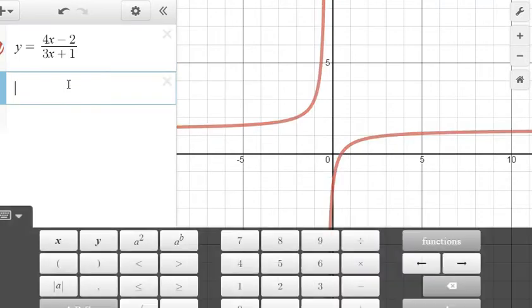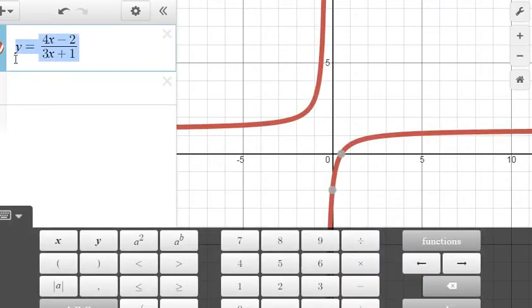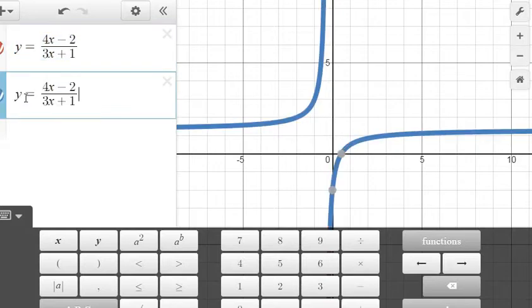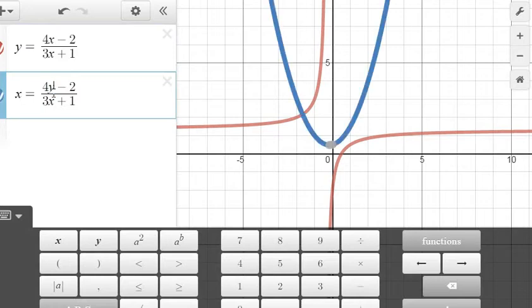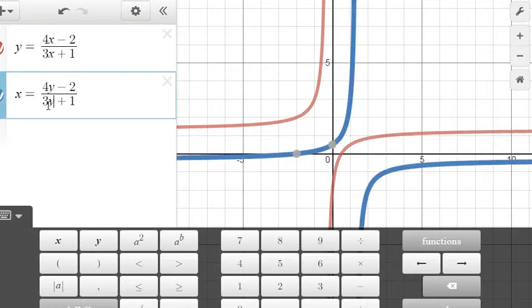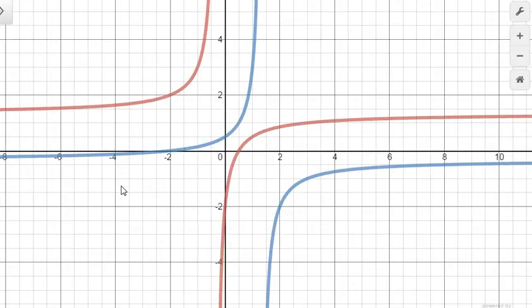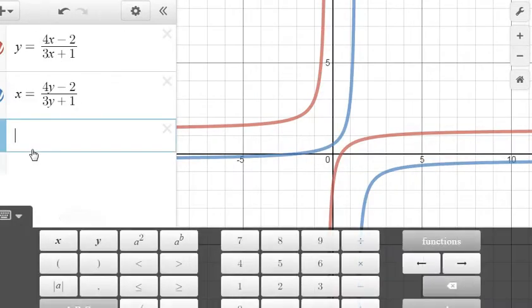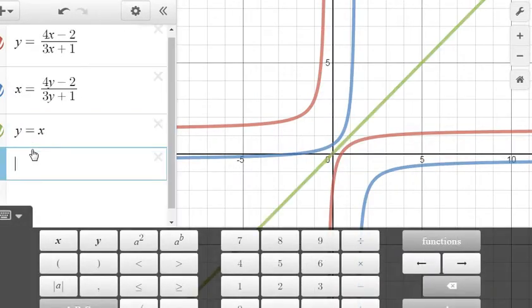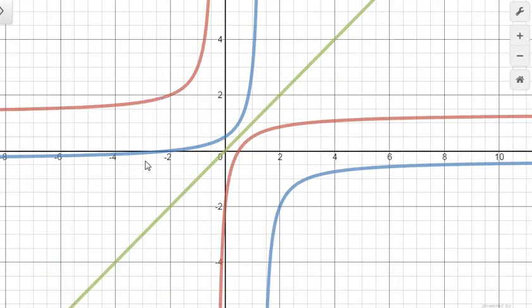Here's something that's even cooler, and it's something you cannot do with your graphing calculator: you can just interchange x and y, and there you go. So now there's your two graphs. They're mirror images of each other. It's kind of hard to see. Let me put in the line y equals x for ourselves. You're just getting basically a shift in the graphs, but they are mirror images of each other around that line y equals x.